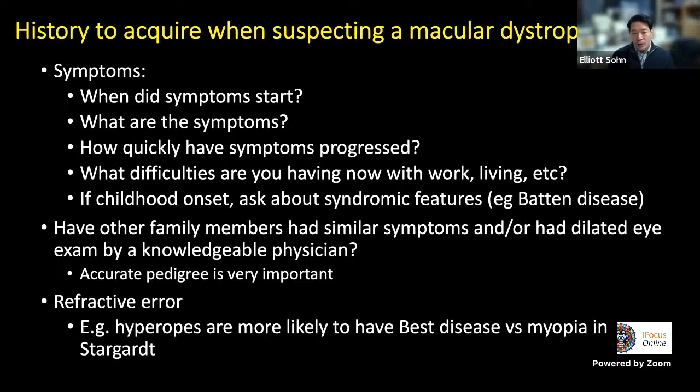Refractive error can be a useful thing to know. Patients with Best disease, or BEST1 mutation, which encompasses several different subtypes of Best disease, tend to be hyperopic, so you want to take note of that. This is as opposed to patients with Stargardt disease, where a fair number of them will actually have myopia instead.